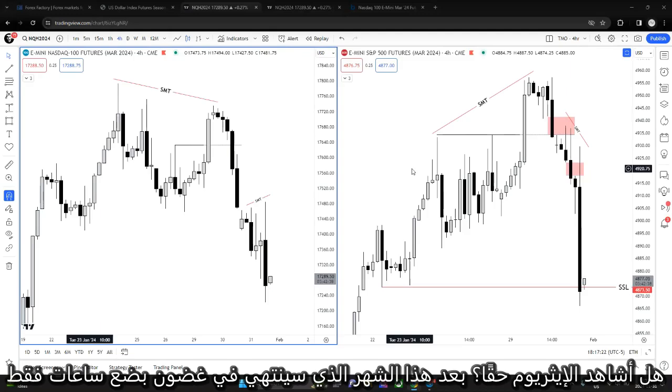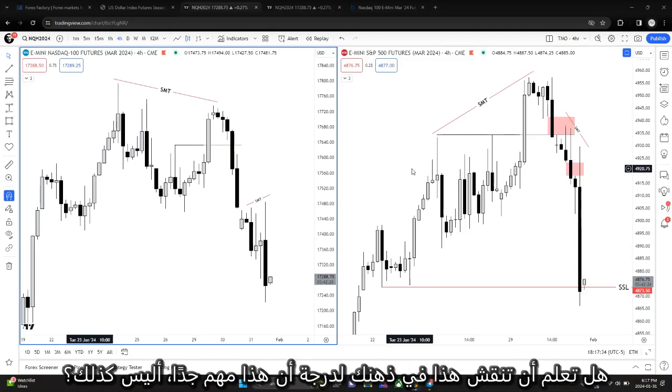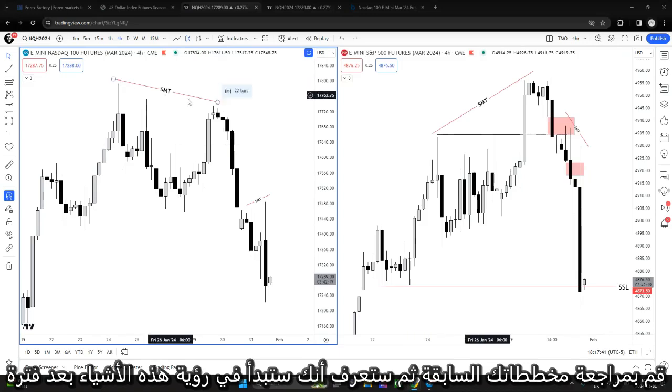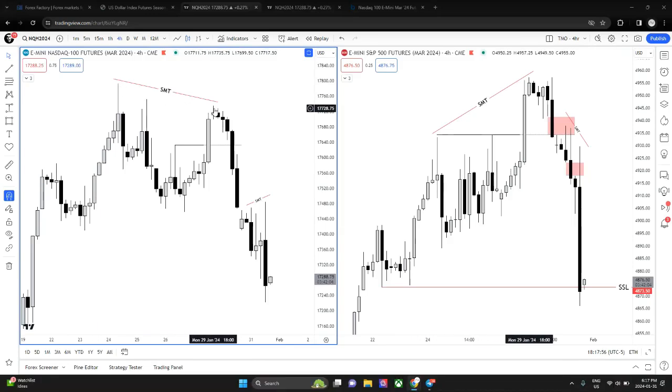After this month, which will be over in literally a couple of hours, we won't be talking about this basic stuff this much, right? You have to engrave this in your mind, how important this is. This is very important, right? Go through your charts, backtest, and then you will begin to see these things after a while, after giving yourself enough experience with your charts. Okay?